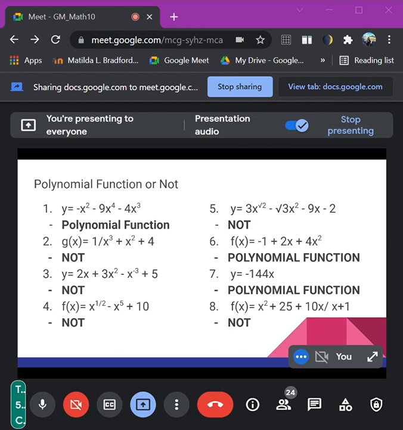Okay? Sige. Now, let's go to the next one. F of x is equals to negative 1 plus 2x plus 4x squared. That is polynomial function. And then we have y is equals to negative 144x. That is still polynomial function. And then we have f of x is equals to x squared plus 25 plus 10, and then 10x over x plus 1, that is not a polynomial function.